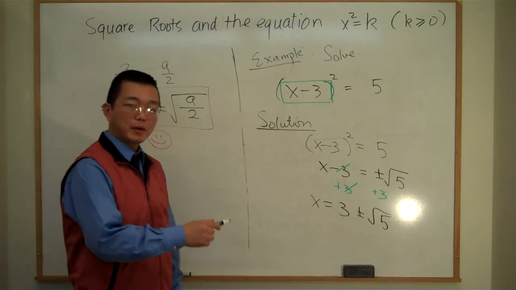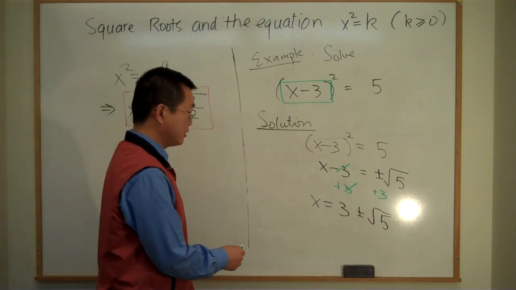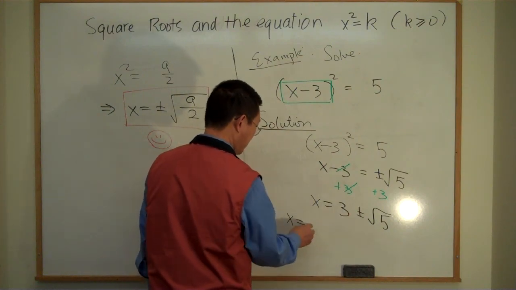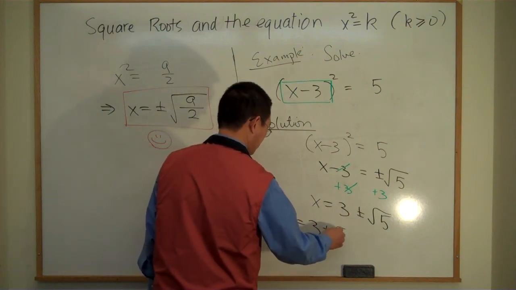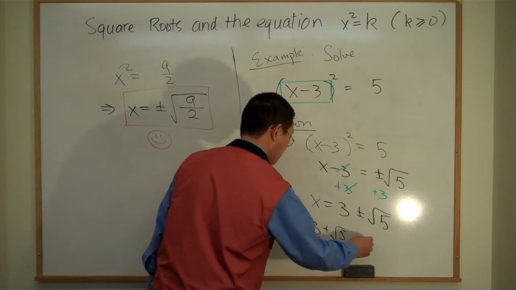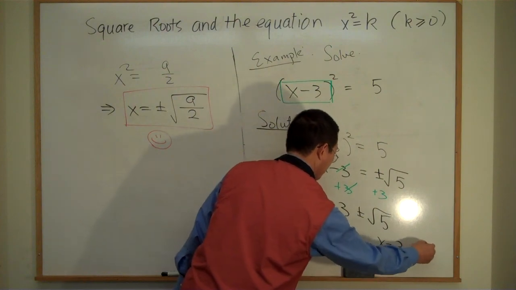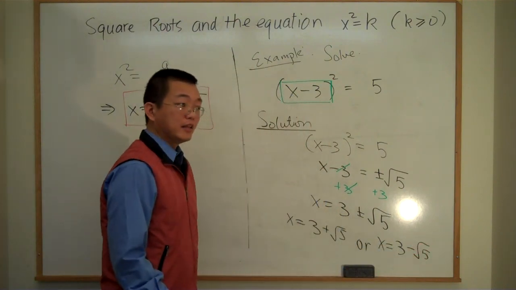Now let's not be confused by this notation. What this really means is there are two solutions. If you use plus sign here, that'll give us a solution. If you use a minus sign here, that would get us the other solution.